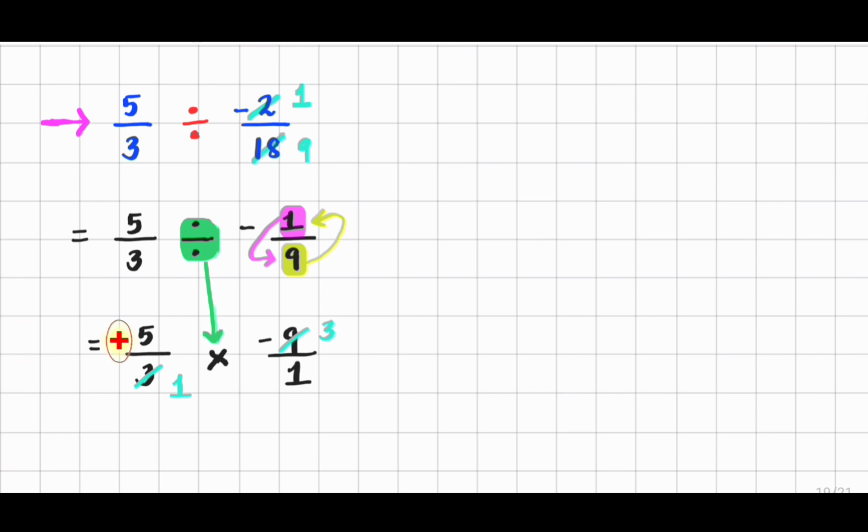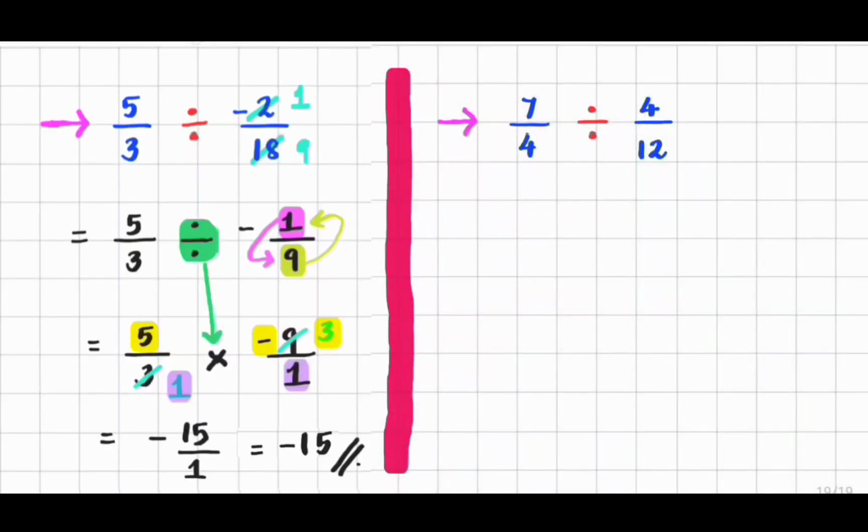So a positive times a negative equals a negative. Then 5 times 3 equals 15. And 1 times 1 equals 1. Which is just negative 15, since any number divided by 1 is itself. Here is another example of dividing two rational numbers.